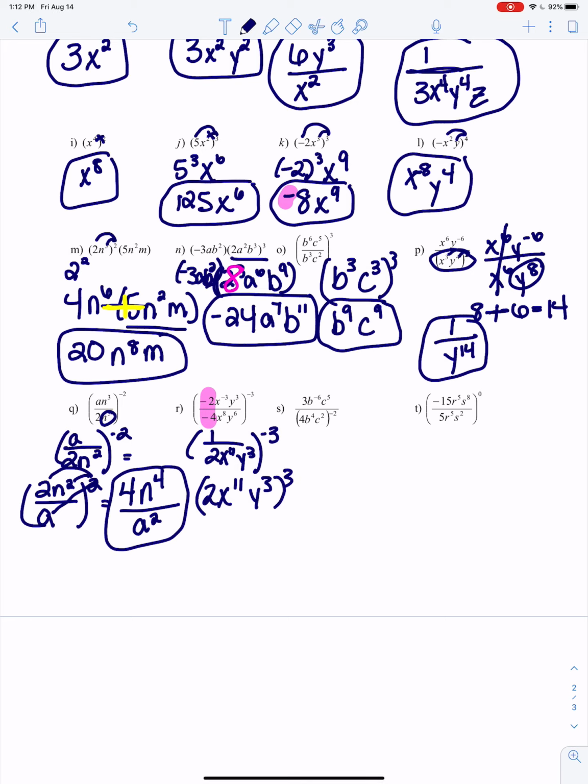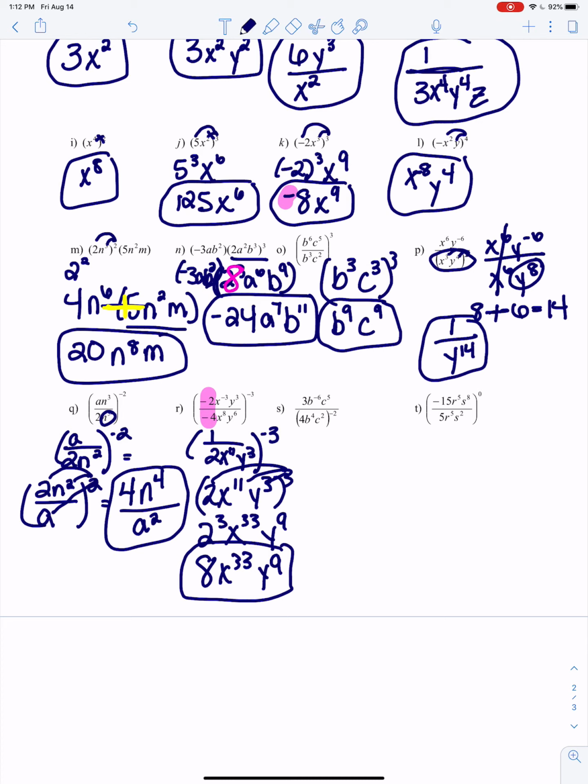Okay, now we distribute this 3. Everything gets the power of 3. So we've got 2 to the 3rd, multiply 11 times 3 is 33. 3 times 3 is 9. And then one more step, 2 to the 3rd is 8. 8x to the 33rd, y to the 9th.